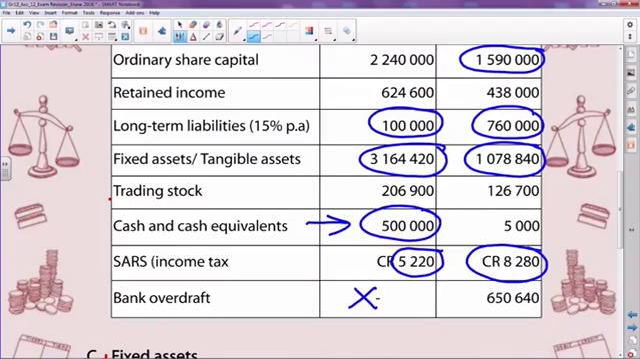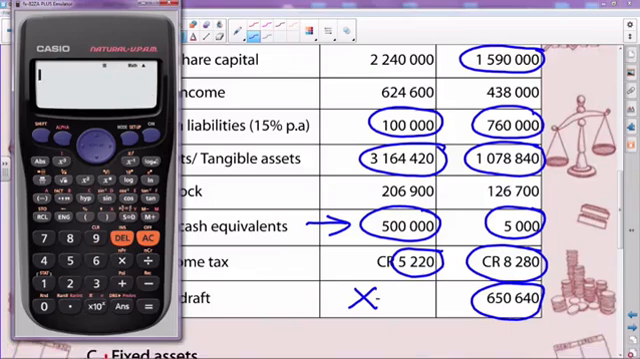But the beginning of the year has two components to it. And what are those two components? One is a cash and cash equivalents of 5,000 Rand, and you've got an overdraft of 650,640. For cash flow purposes, we need to combine these two components, right? And how do we combine them? By taking the bank overdraft of 650,640. Let's do that. 650,640, which is your overdraft, minus the cash that you have available.